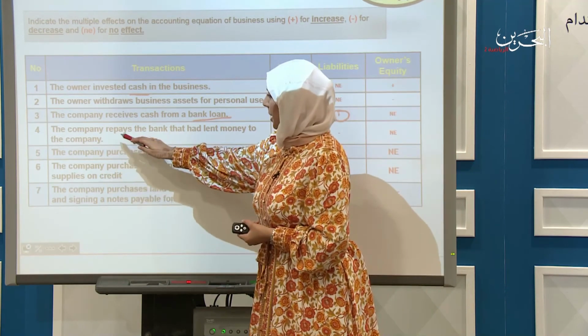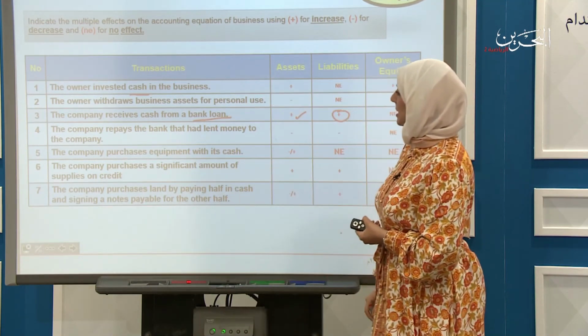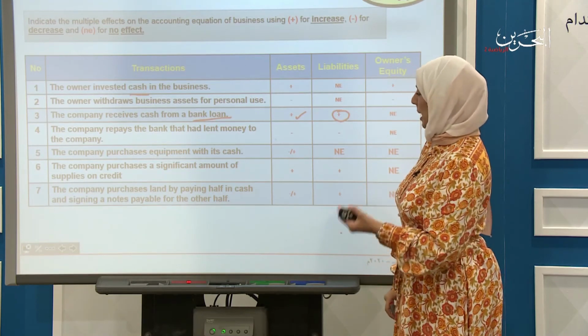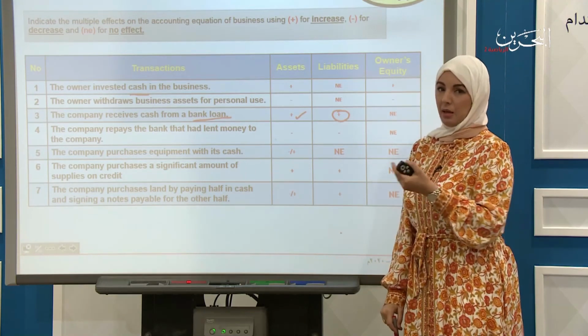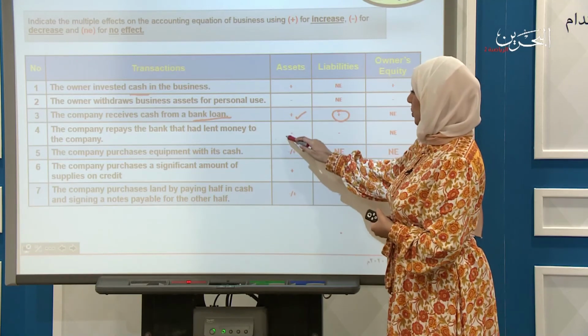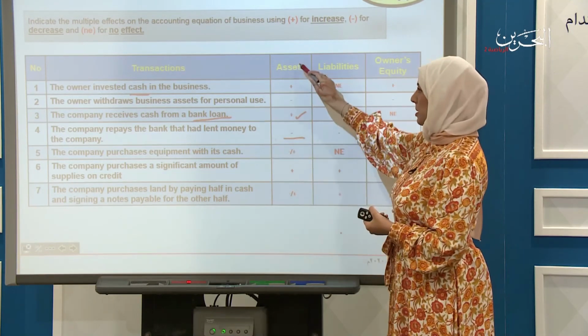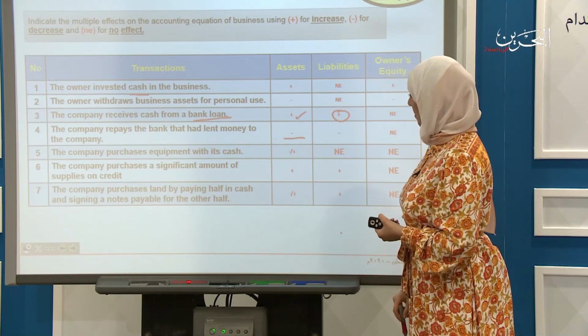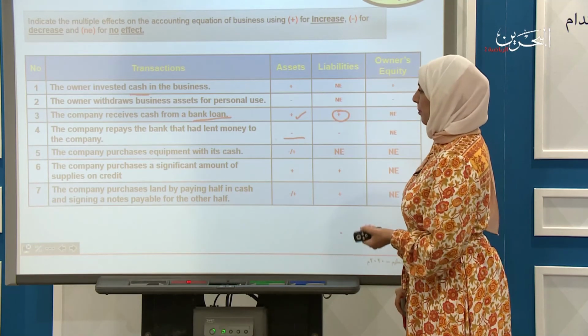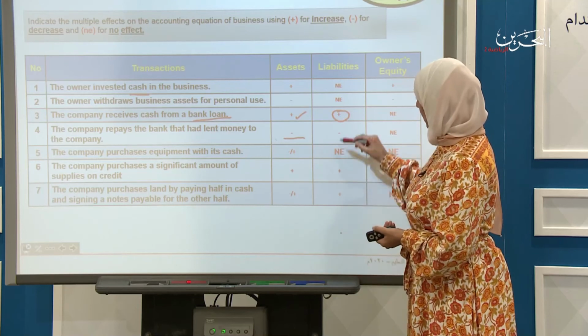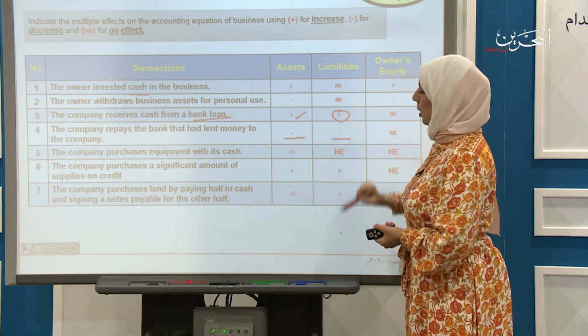Fourth, the company repays the bank that had lent money to the company. If the company repays, it will decrease the cash I have, and I know cash is an asset account. And if I pay back the money I borrowed, the liability will also decrease.